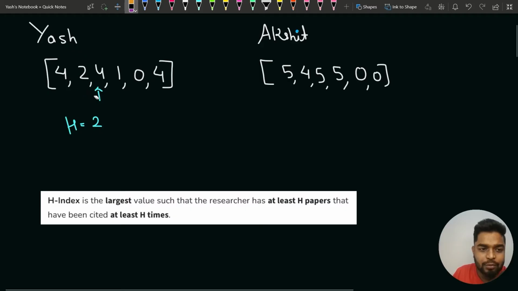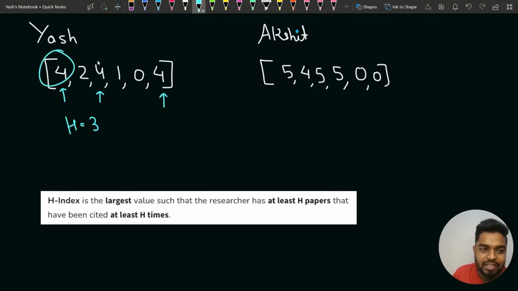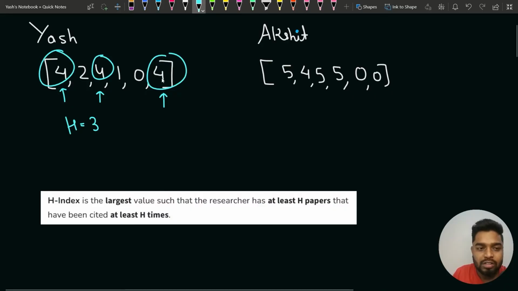After that, can H is equal to 3 survive here? Are there at least three papers which have been cited at least three times? You can see there are three papers which have been cited three or more times. This paper and this paper, all these three papers have been cited three or more times. So H value is 3 also.